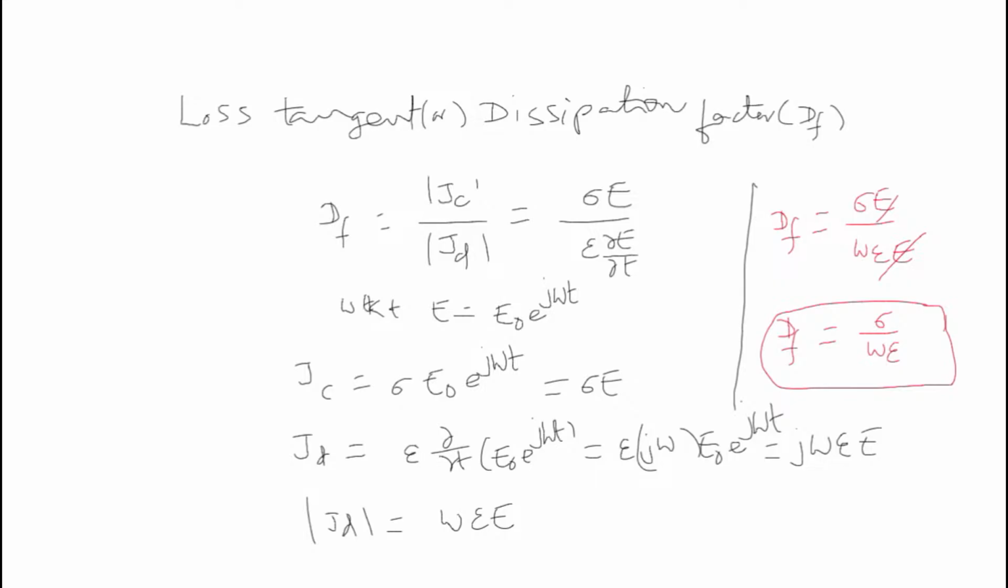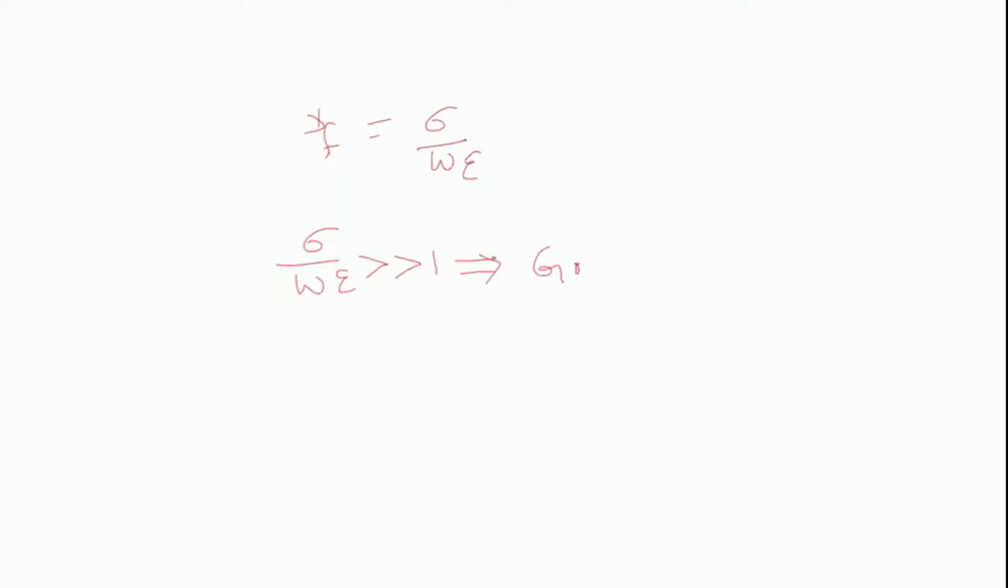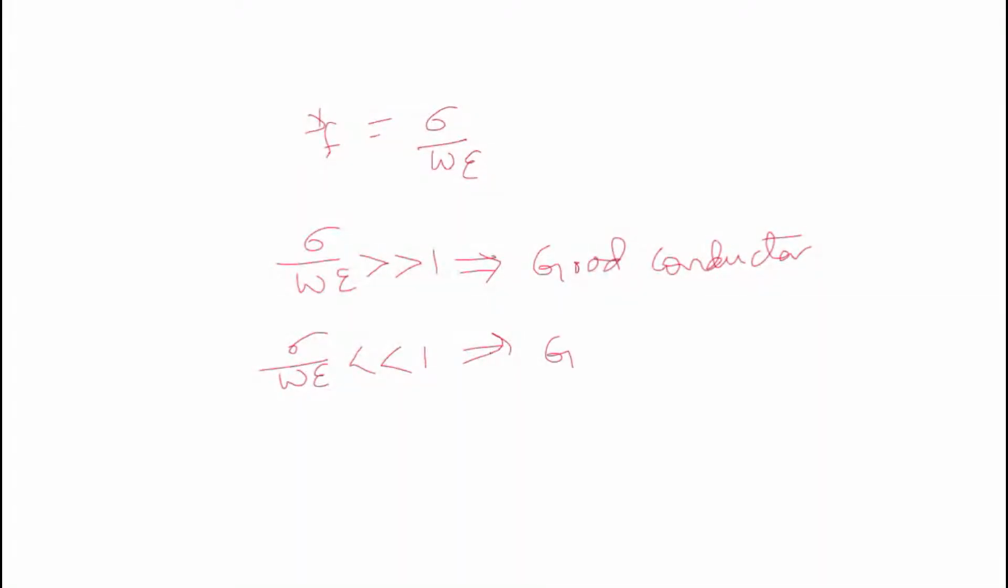How can we determine whether the given medium is a good conductor or a good dielectric based on this dissipation factor? Actually, we have dissipation factor dF equal to sigma by omega epsilon. Let us take the condition that sigma by omega epsilon is greater than 1. In this case, the medium or material is treated as a good conductor. And if sigma by omega epsilon is less than 1, then the medium is treated as a good dielectric.